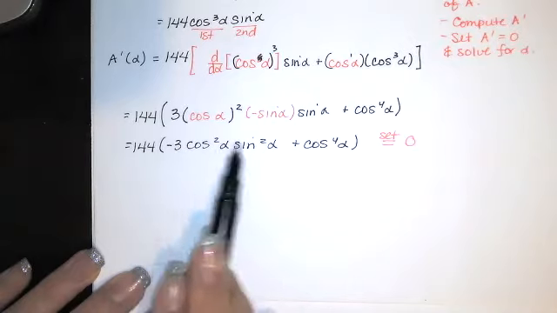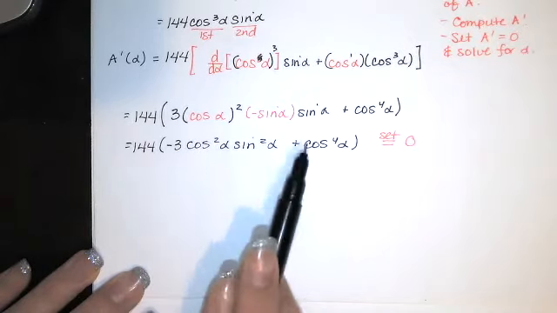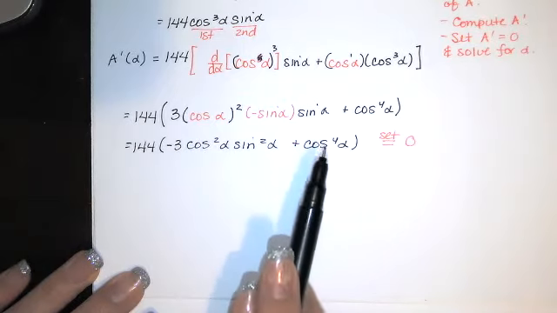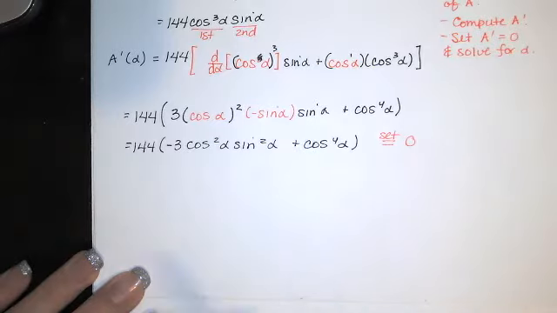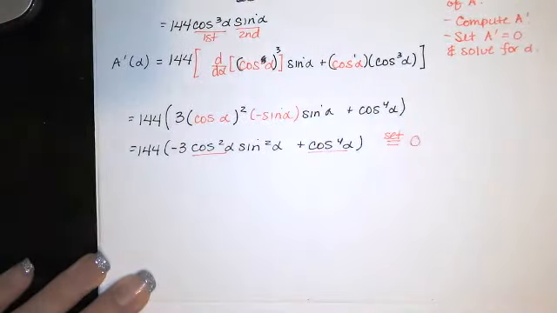I look at these two terms and ask myself, what do they have in common? Well, this has a cosine squared in it, and that has a cosine squared. Remember, that's cosine times cosine, that's cosine times cosine times cosine times cosine. So I can take out a cosine squared from both of those. We're going to factor that out.